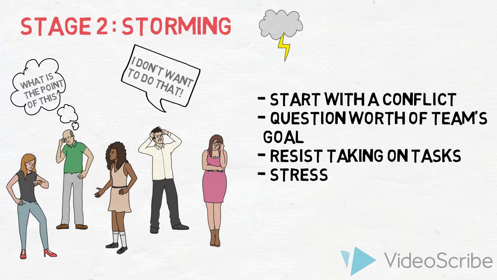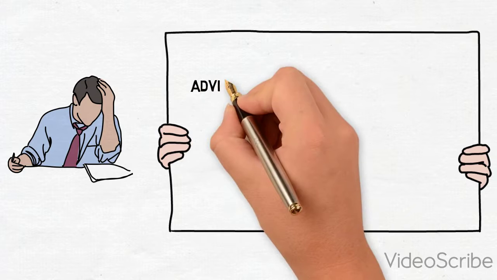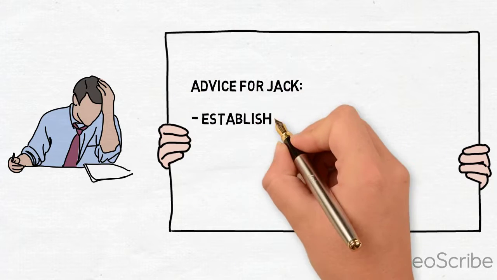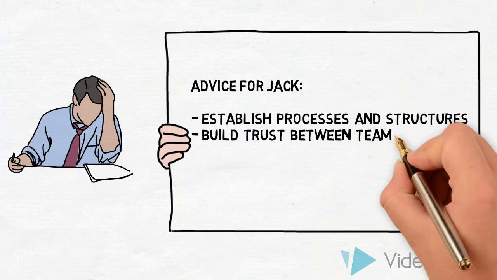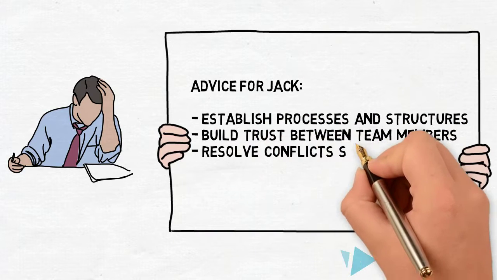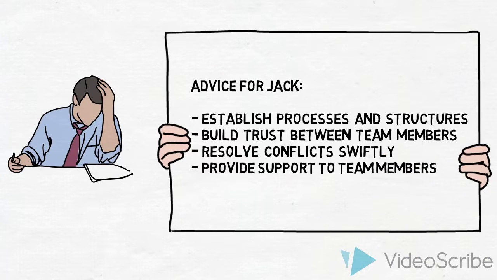Team members who stick with the task at hand may experience stress, particularly as they don't have the support of established processes or strong relationships with their colleagues. Here is some advice for Jack. Jack has to focus on establishing processes and structures and build trust between team members. When conflicts occur, he has to resolve them swiftly and provide support to team members who are less secure.